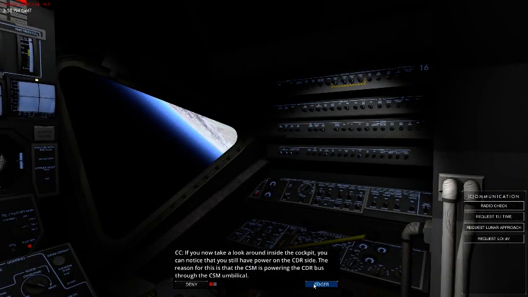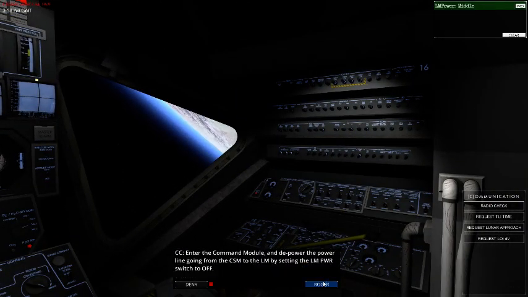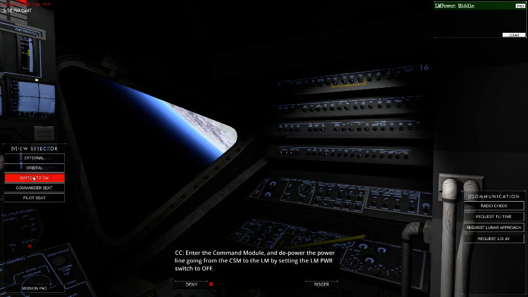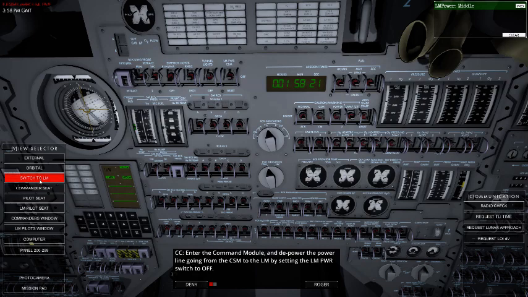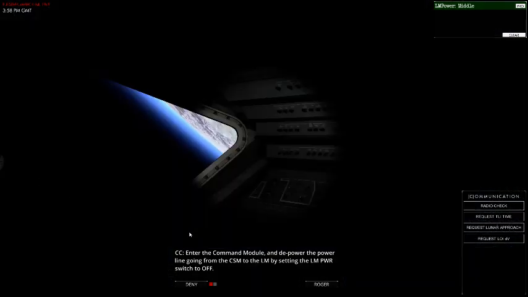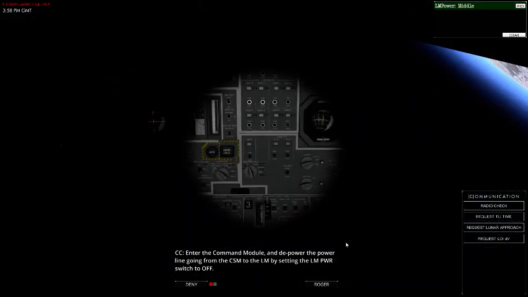Beautiful. So enter the command module and depower the power line going from the CSM to the LM by setting the LM power switch to off. Let's go to the CM. There we are. Back into the LM. Oh, Christ, it's pitch black. Okay, so back in the lunar module, notice that everything is dark, we don't have any power.